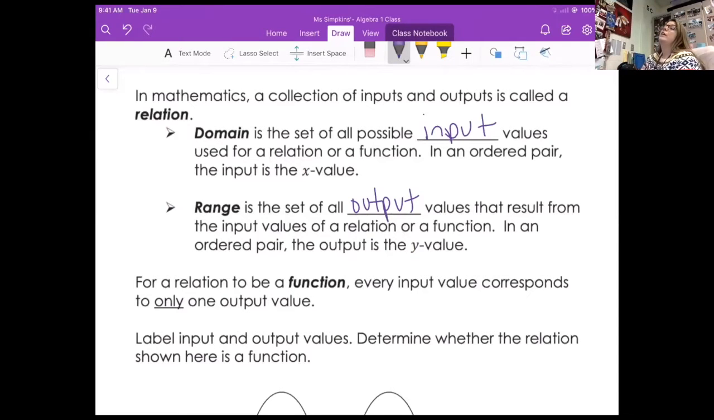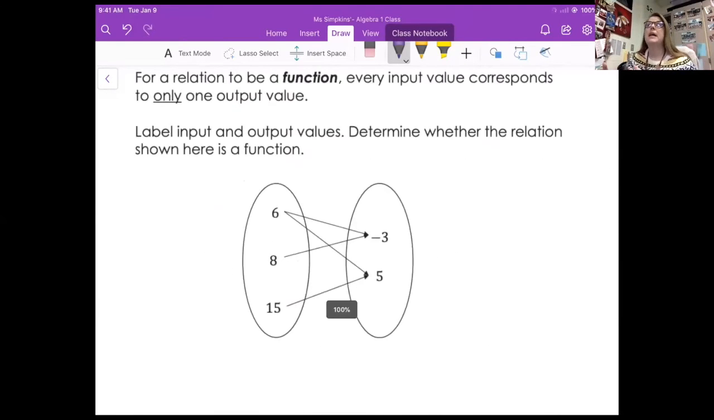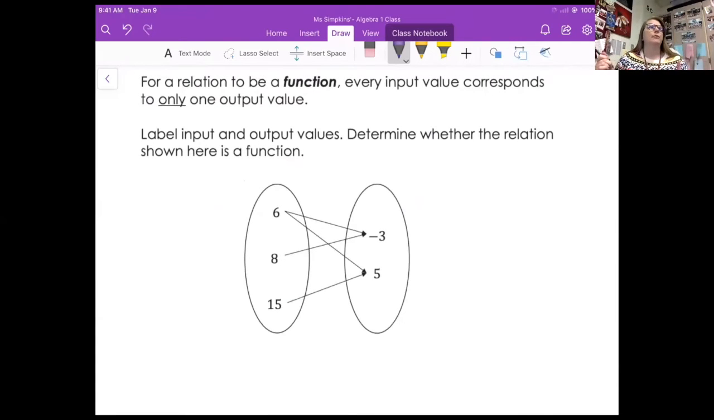So we are specifically going to talk about functions. Functions are a specific type of relationship. And that relationship happens when every input only gives me one specific output. So if we look at this, it's called a mapping diagram. Has anyone ever seen something like this before? Maybe, maybe not. Okay. This is just a way to show points X, comma, Y. So if we look at this mapping diagram, I want you to put an X over the left-hand oval and a Y over the right-hand oval.